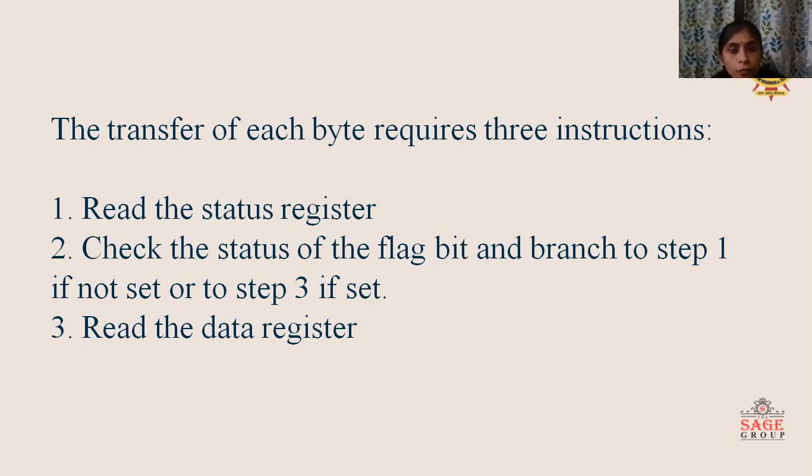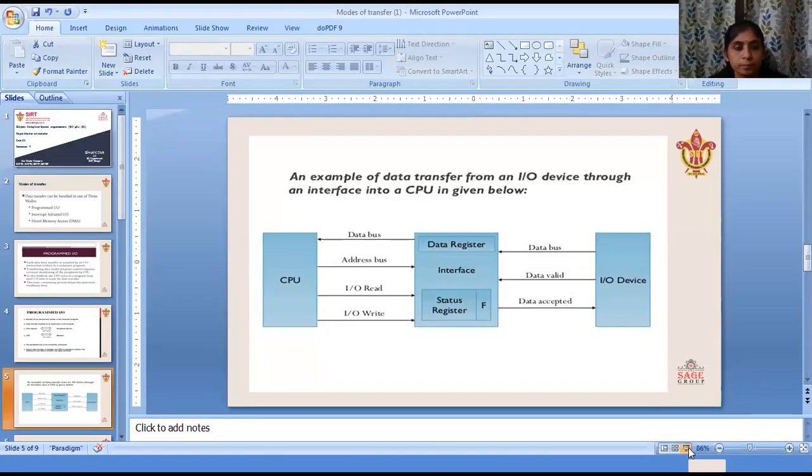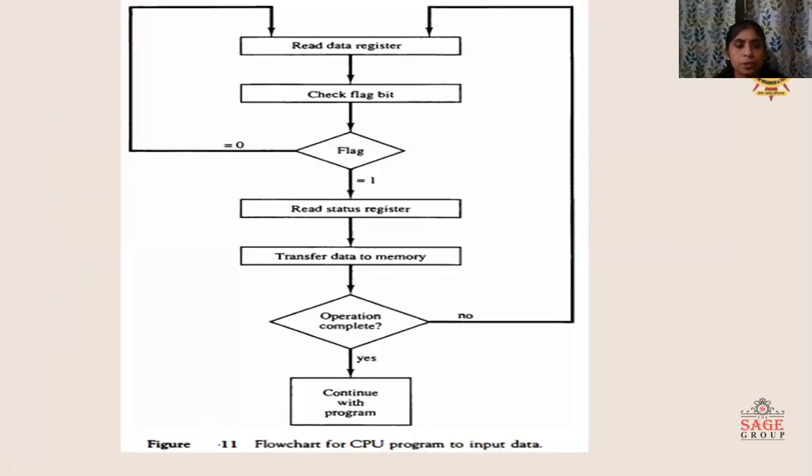The transfer of each byte requires three main instructions: read the status register, means the value of flag bit, check the status of the flag bit, and branch to step 1 if not set, means if the value of flag is equal to 0. It depends on the value of flag bit, whether it is 0 or 1, and then read the data register. We will understand using this flow chart.